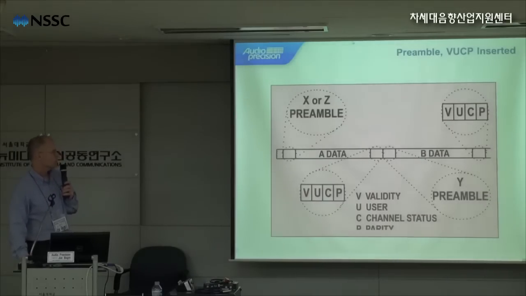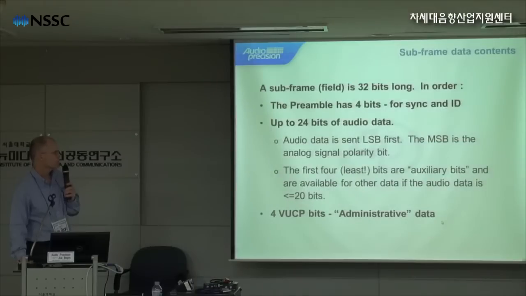So if you look at the preamble, you can see we have this preamble up here. There's the A data, these VUCP bits, then the Y preamble and the B data and VUCP bits at the end. And the VUCP stands for validity, user, channel status, and parity. So the subframe or field is 32 bits long.